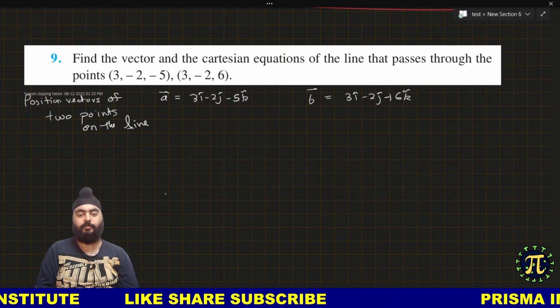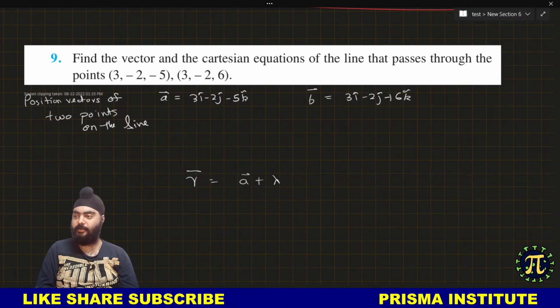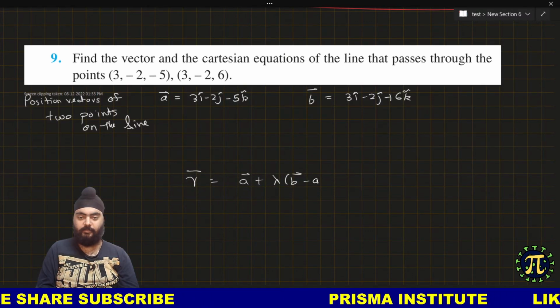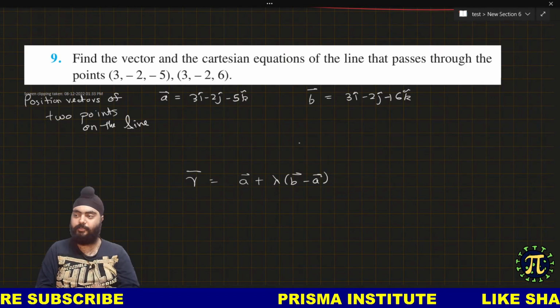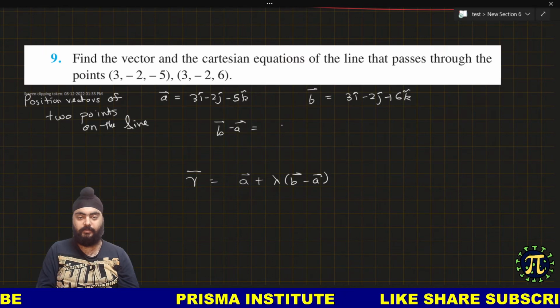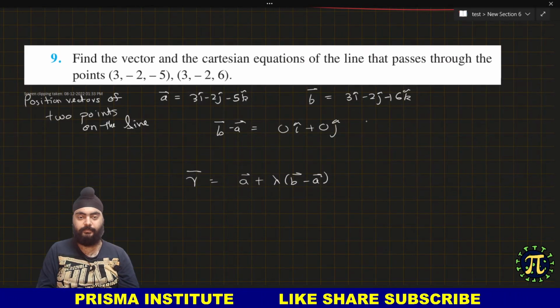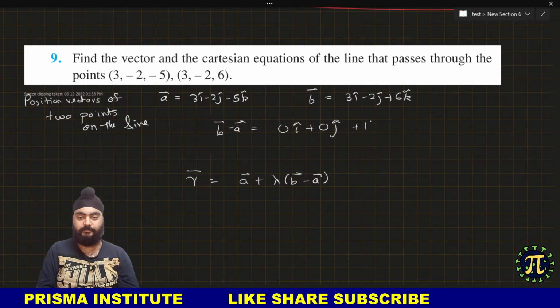And if you remember, form क्या होता है, r vector is equal to a vector plus lambda times b minus a vector, because b minus a vector is a vector parallel to the line. So we will find b minus a vector which comes out to be 0i plus 0j plus 11k.